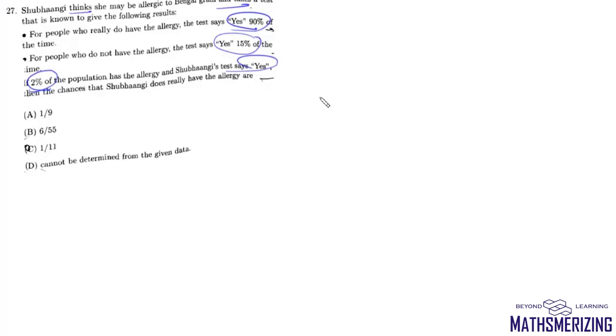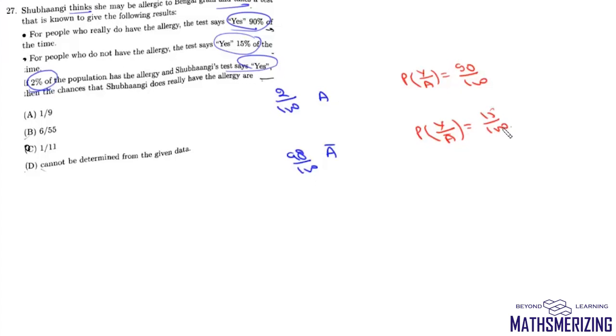Now this person can have the allergy or not have the allergy. So what is the probability of having the allergy? Probability of having the allergy is simply 2 by 100 and not having the allergy is 98 by 100. Now the probability that the report confirms yes if the person has the allergy is 90%, so it will be simply 90 by 100, and the probability that the report confirms yes if the person doesn't have the allergy is 15%, so there will be 15 by 100.